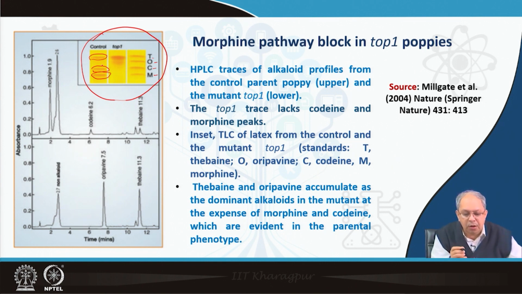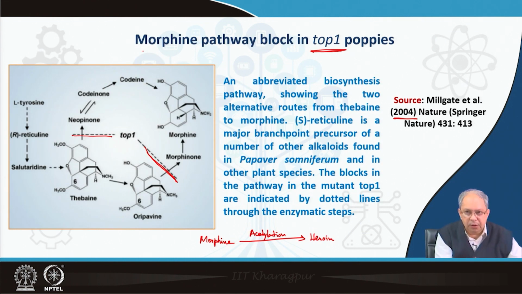Whereas in the top 1, what you found is basically a lot of thebaine and a lesser amount of oripavine, but there was no trace of codeine and morphine. That means the downstream pathway is blocked, and this third one is basically the standard, so that you can identify. Okay.